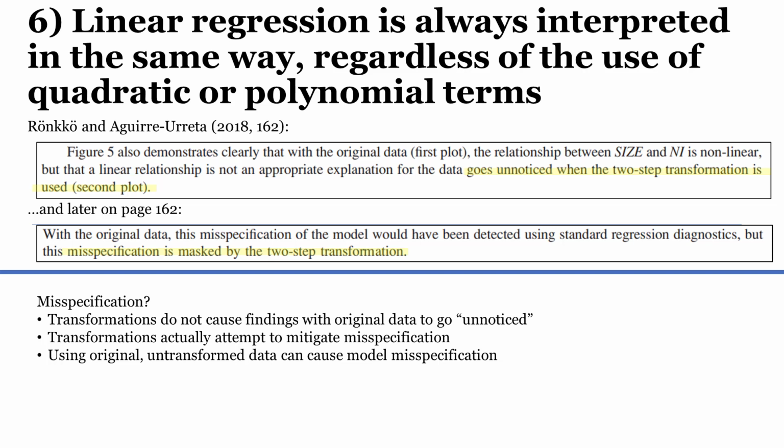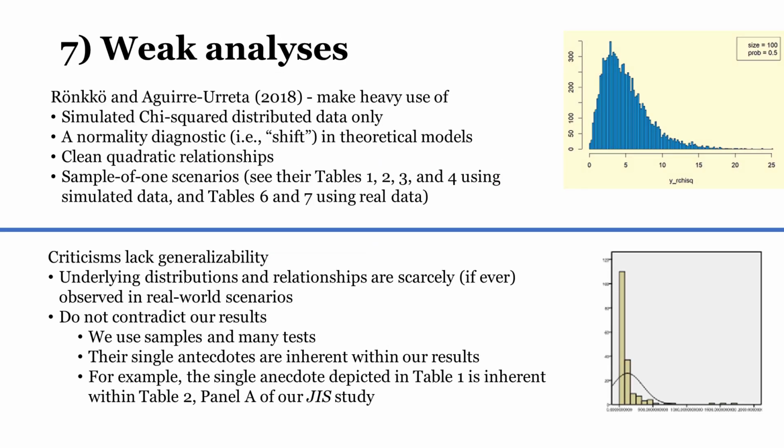The only way that a researcher would miss relationships using original data is if they never inspect it in the first place. We know of no transformation that advocates deleting original data or forgetting observations regarding their relationships. Seventh, the authors use very weak analyses that obscure the actual meaning of statistics. They make sole use of simulated data based on chi-squared distributions.